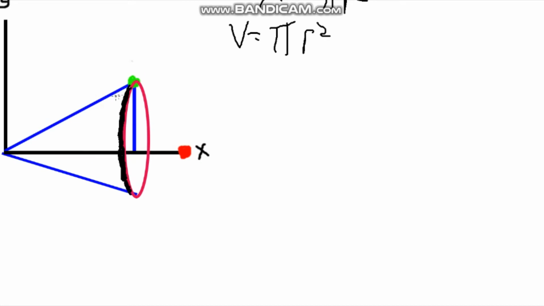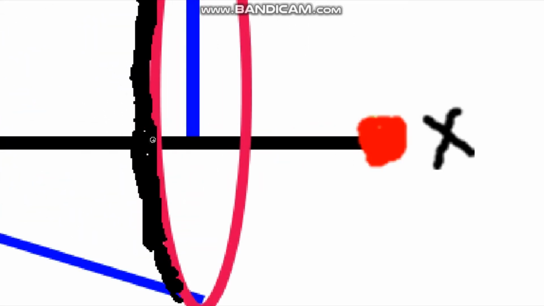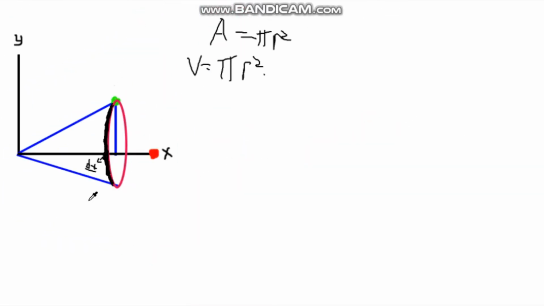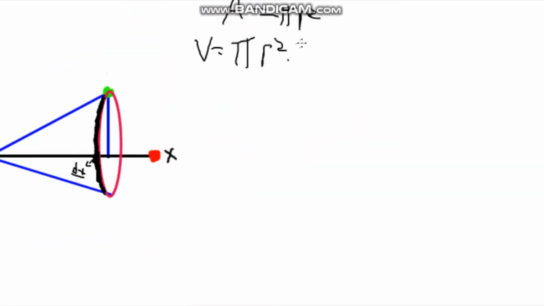But what is going to be the height in this case? We know that we are moving along the x-axis, and the height is a small change in x. You see, we are moving from here, from that pink circle, to that dark edge. So this is the height, and we can denote the height by dx, which means a very small change in x.